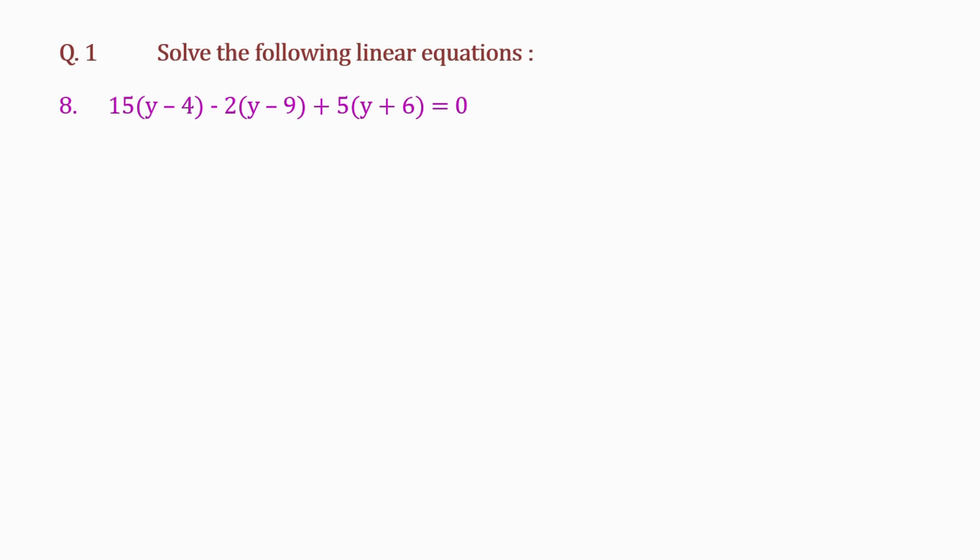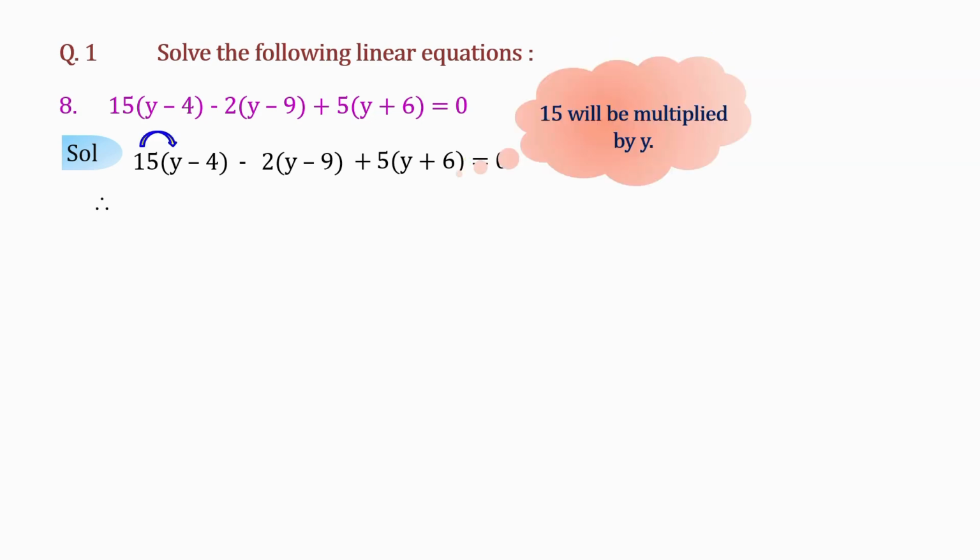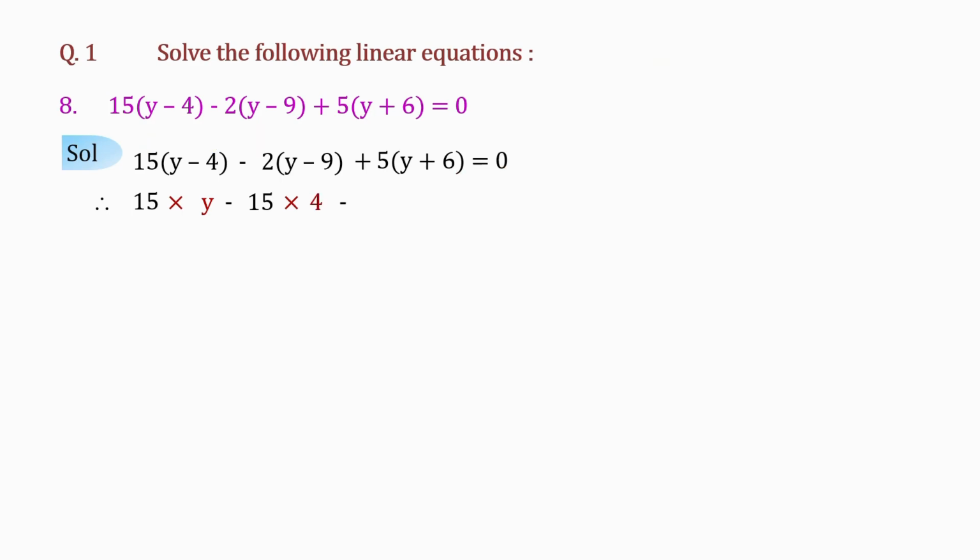Now another linear equation. 15(y - 4) - 2(y - 9) + 5(y + 6) = 0. First we are going to open the brackets. So we will multiply 15 individually with all the numbers and variables. Then open the second bracket.